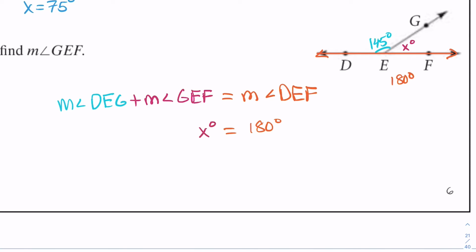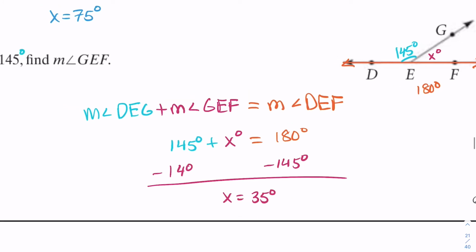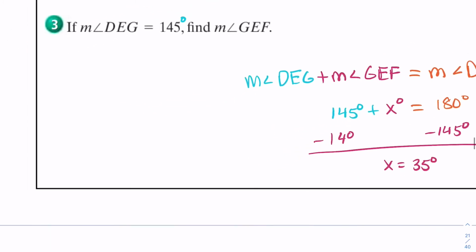Here we have X degrees, and here we have 145 degrees. So to keep this as simple as possible, I take away 145. And X equals 35 degrees. So the measure of angle GEF is 35 degrees.